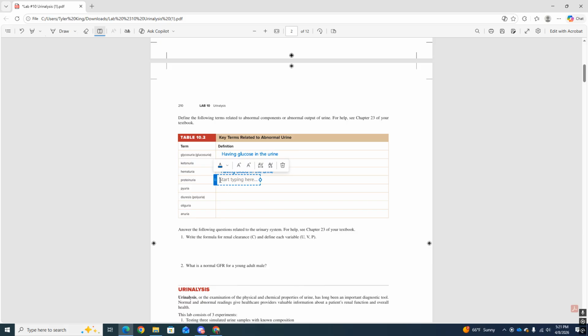Proteinuria. I think that one's as straightforward as it gets, right? What's going to be in your urine? Well, having protein in the urine, okay? Like I said, guys, pretty straightforward terms.